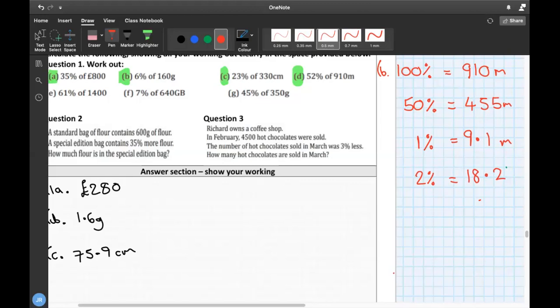Right then, how did I get 52%? I added my 50% with my 2%. So I need to do the same with my amounts now. 455 add 18.2. What are we going to get there? We'll get 473.2. All of our units were in metres, so our final answer will be metres as well. So that was D.